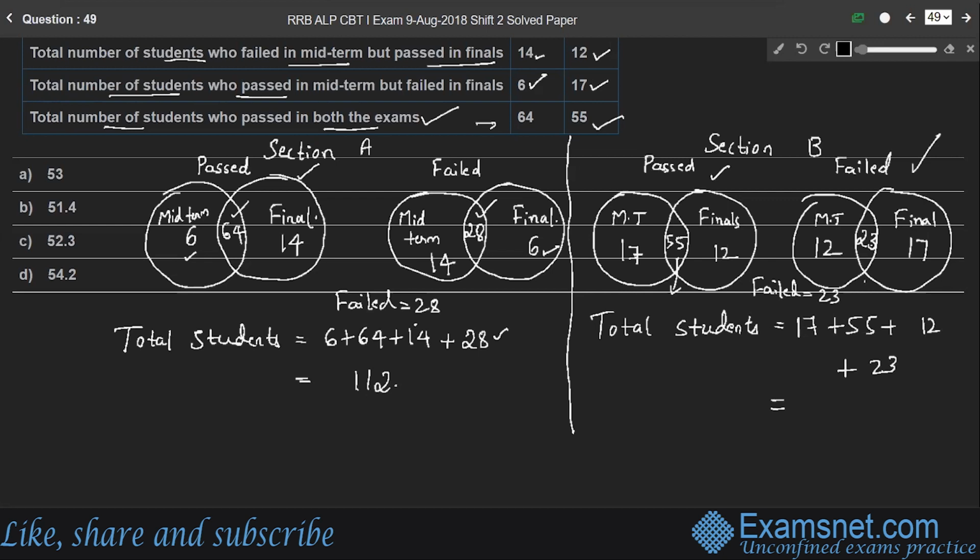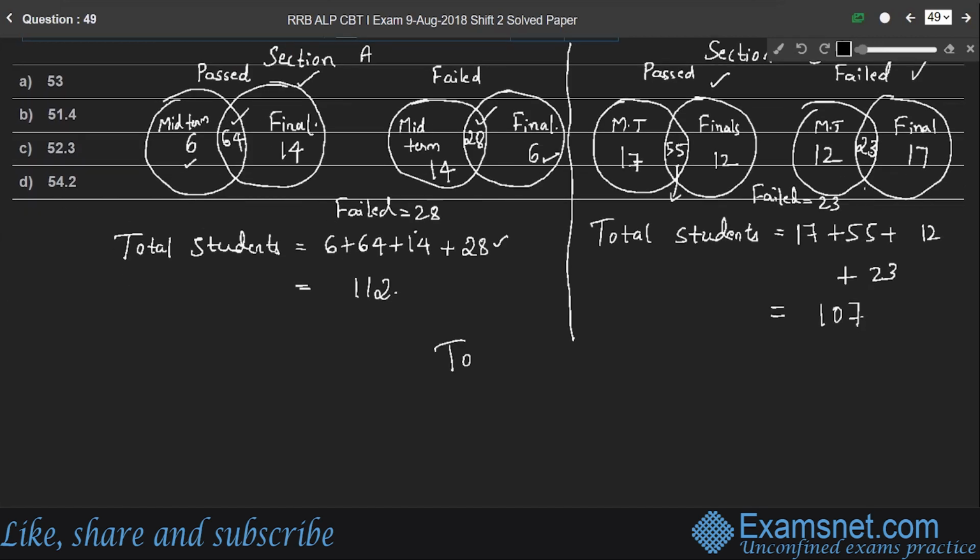Now, yes. So totally you will get 29 plus 23, which is 52. 52 plus 55. 29 plus 23, 52 plus 55, 107 students, right, are from section B, right? So totally how many students are there? So total students are, so 112 plus 107, which is 219 students, right?